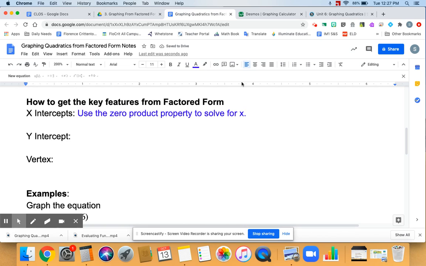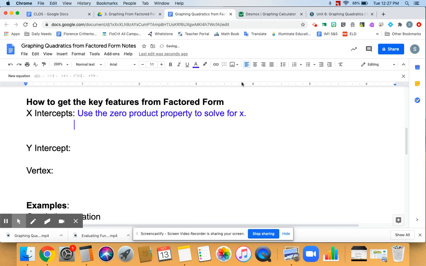Remember, the zero product property just says to make each parentheses equal 0. So the first answer is parentheses number 1 equaling 0. And you solve for that, and then it's going to be comma 0. And then you're going to take parentheses number 2 and make that equal 0 and solve for x. Whatever your answer is, it's going to be comma 0.